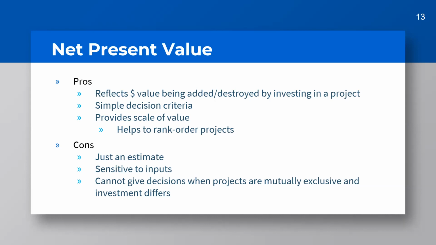And finally, this is just a technicality. NPV cannot give decisions when projects are mutually exclusive and there are different capital expenditures into each project. However, this is something that we can work around simply by dividing NPV by capital expenditures. When we do that, then we can use a scaled version of NPV and that helps override it. But it's technically a different metric than NPV itself.